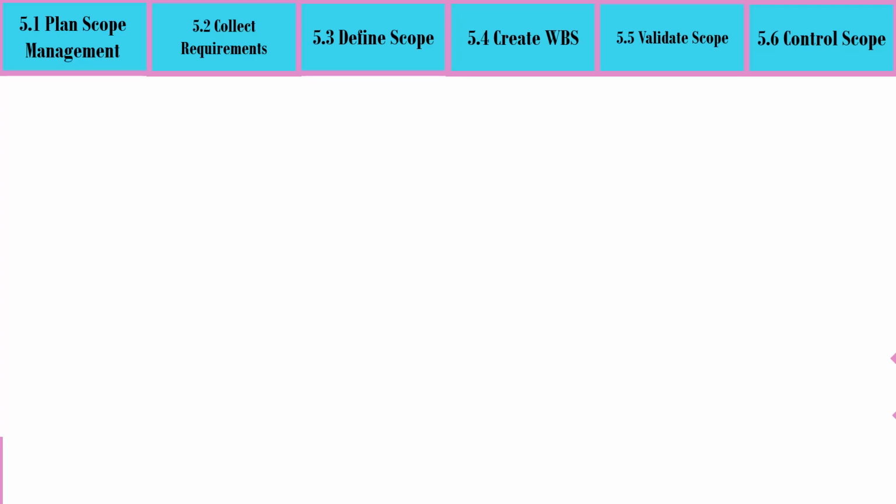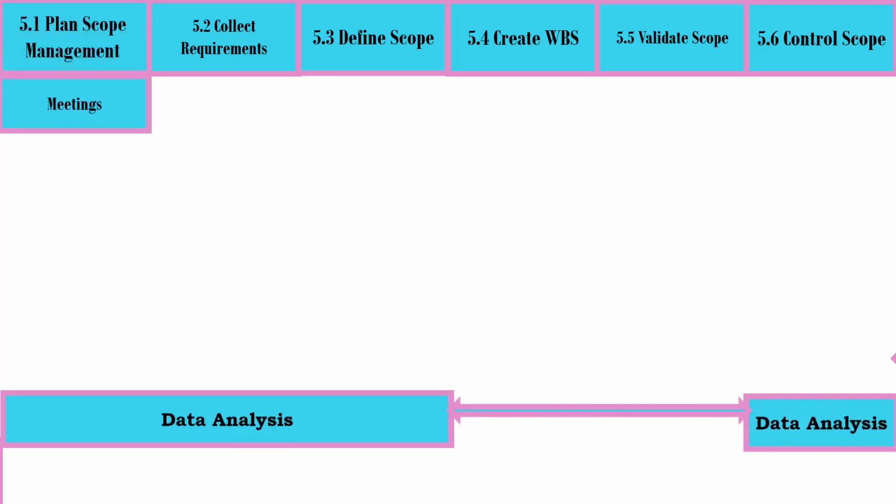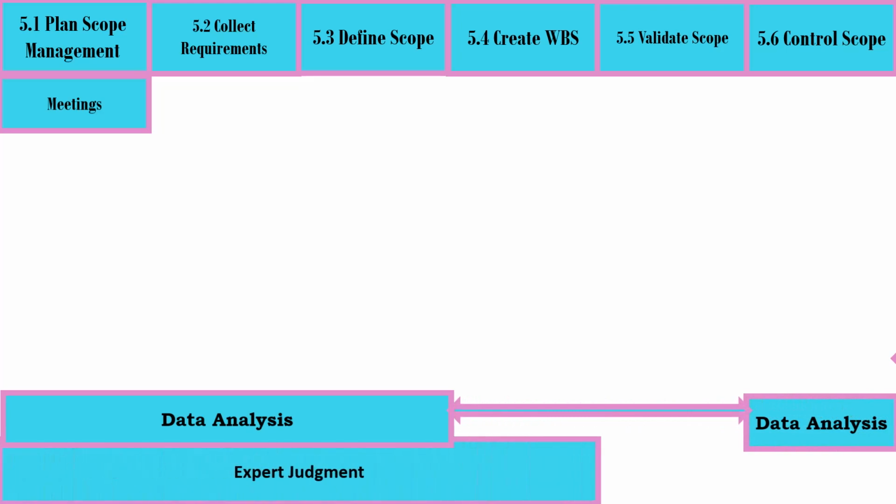Tools and techniques of project scope management. Plan scope management has the following tools and techniques: meetings, data analysis, which is shared with all processes except create WBS and validate scope, and expert judgment, which is shared with all processes except validate scope and control scope. Data analysis will be discussed in the next slide.